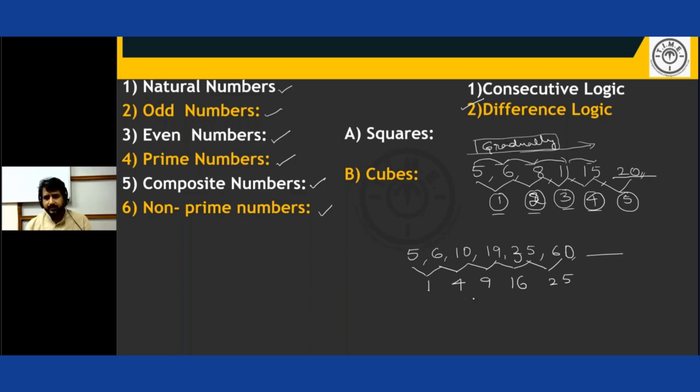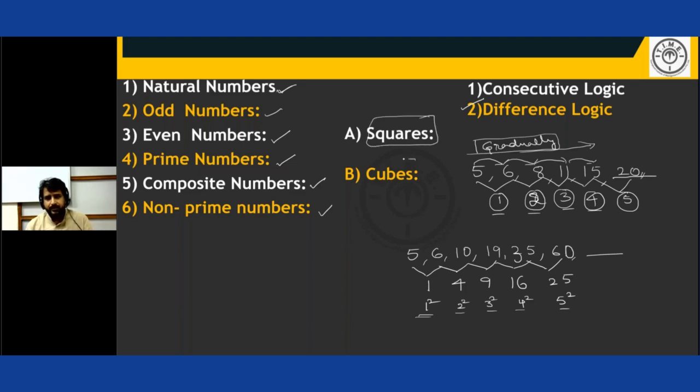What are these numbers? 1, 4, 9, 16, 25. Perfect squares. Squares of which numbers? 1 square, 2 square, 3 square, 4 square, 5 square. Again, here comes the pattern: 1, 2, 3, 4, 5, consecutive natural numbers again. So the difference can be directly natural, even, odd, prime, composite numbers, or the difference can be squares of natural numbers, even numbers, odd numbers, prime numbers, composite numbers, and non-prime numbers. Here it is a sample example. Difference is with the squares.